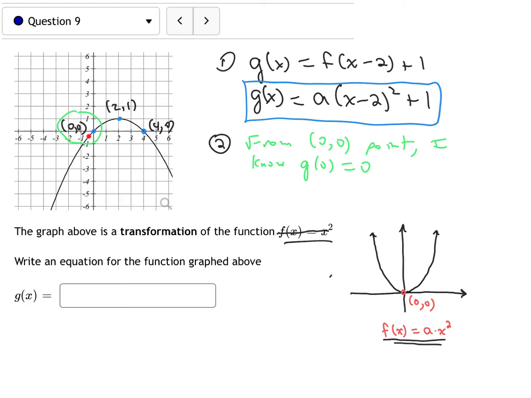And again, it wouldn't matter what other point I had here. Any other point I would have is going to tell me something about an input-output pair. So for example, I also know that g of 4 equals 0. But I just have to pick one. And so g of 0 is equal to 0.